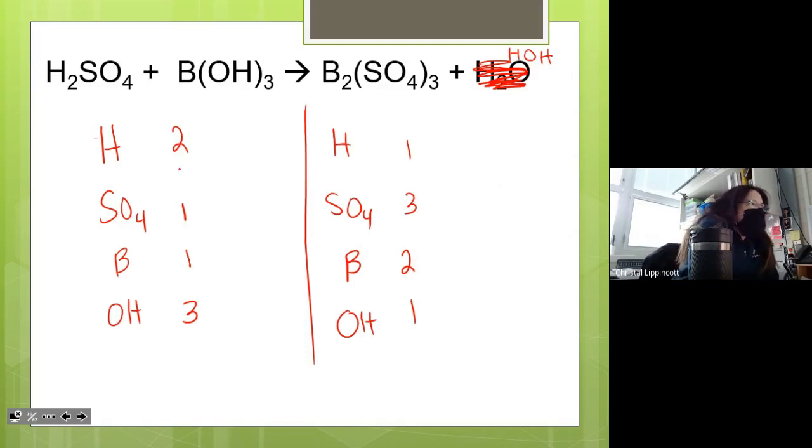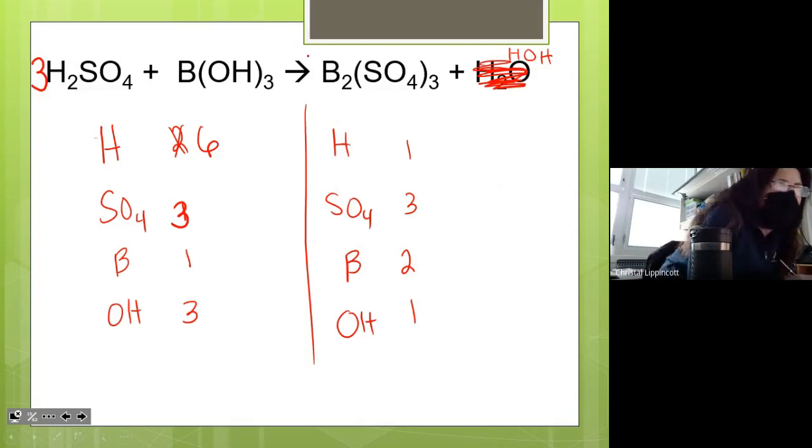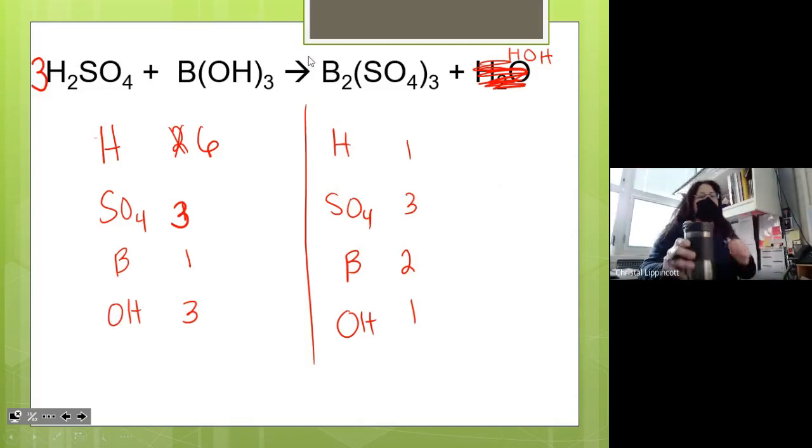All right, so let's look at this guy. We've got 2 hydrogens over here. I'm not going to start with him. I'm actually going to start with this guy, okay? So I've got 3 sulfates. I want 3 sulfates over here, so I'm going to put a 3 here. So that gives me then 6 hydrogen and 3 sulfate. All right? See if you can balance it now if you were struggling with it. Take another minute and see if that got you to the point where you can pull this off.